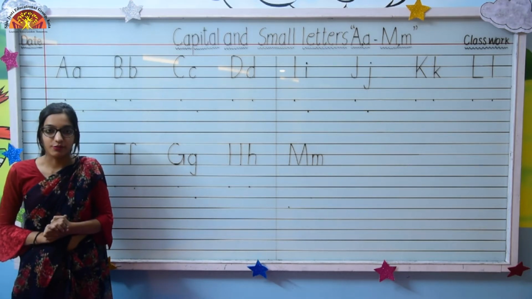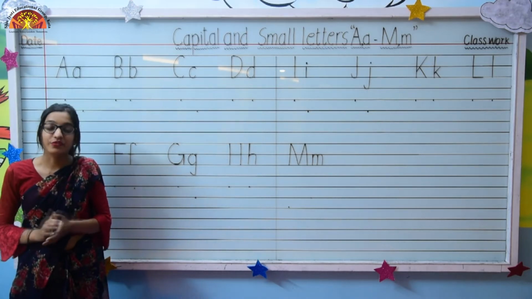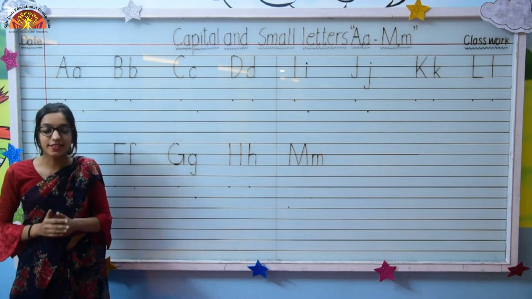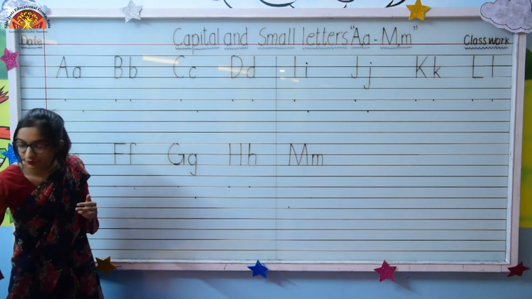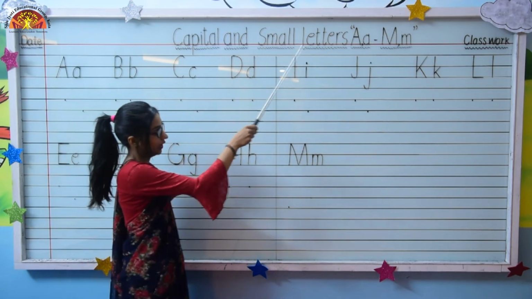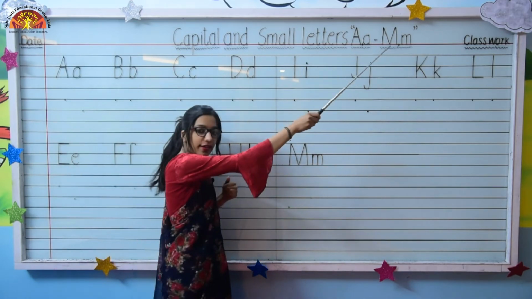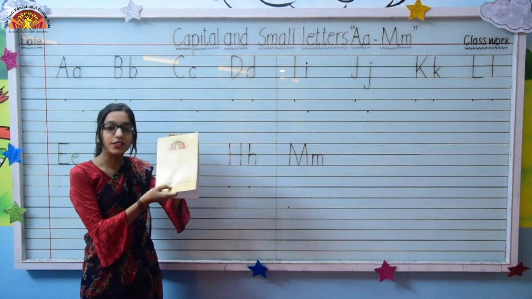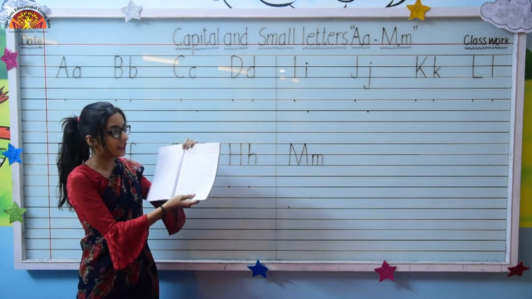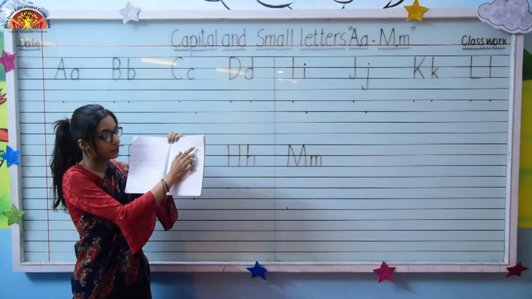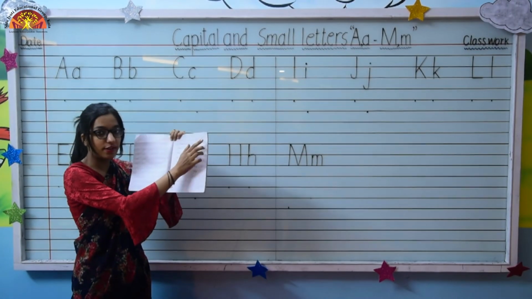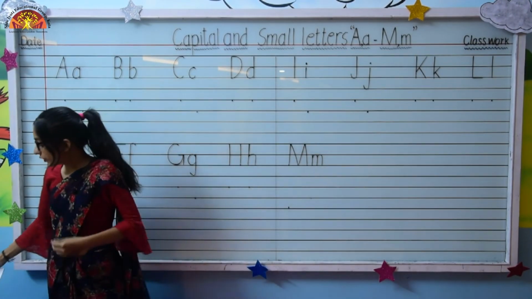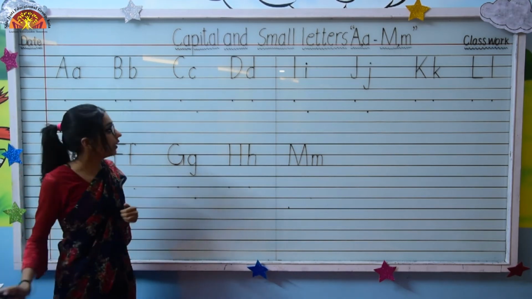So kids, today we will do writing practice of capital and small letters A to M. So everyone take out your English practice notebook. Open it. Parents are requested to mention date and classwork here. So kids, let's read first, okay?